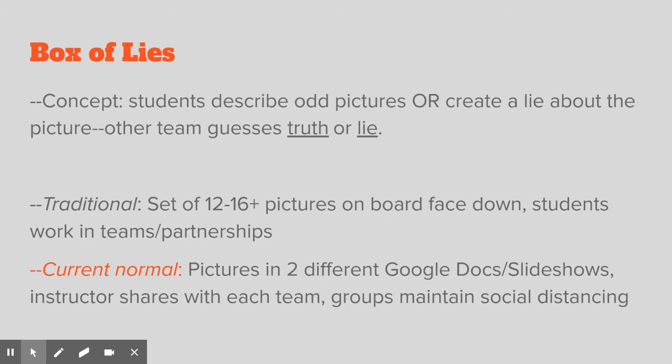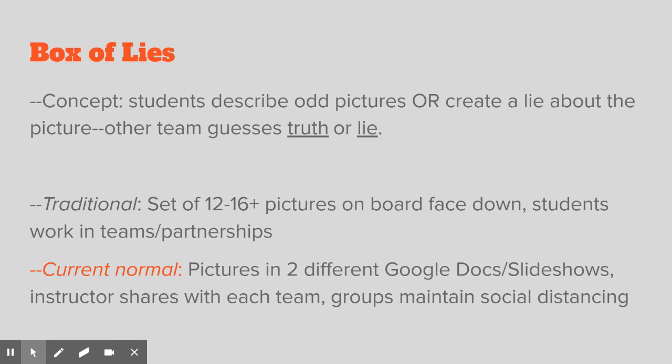So traditionally, when I would play this game, I would put all of the pictures up on the front of the classroom, have them numbered, and students would just take a picture one at a time as they were playing. So we were all sharing the same resources, and it just kind of cut down on needing to have multiple copies of the pictures. In our current normal, one option could be to print out multiple copies of the pictures if you have that resource.